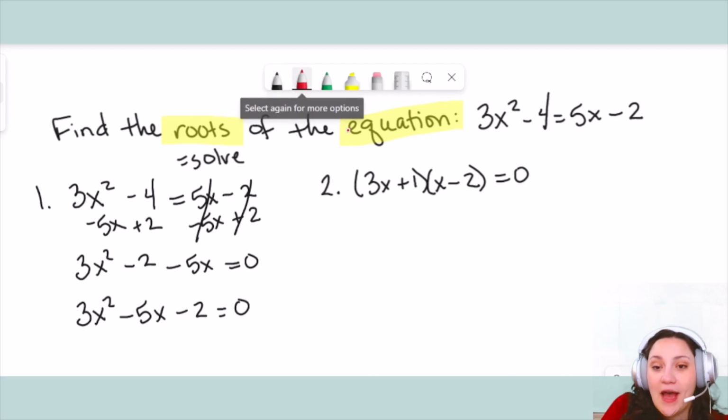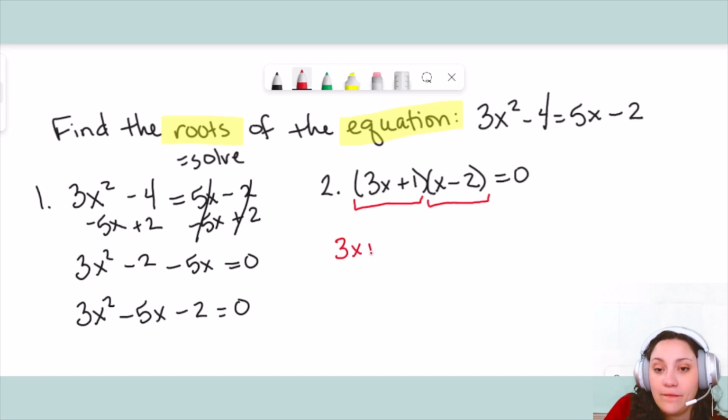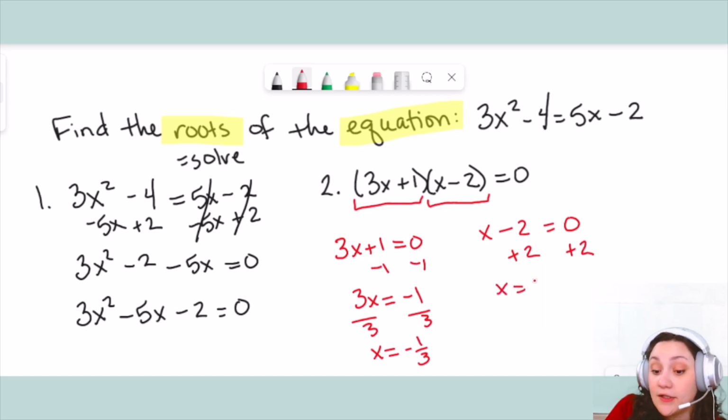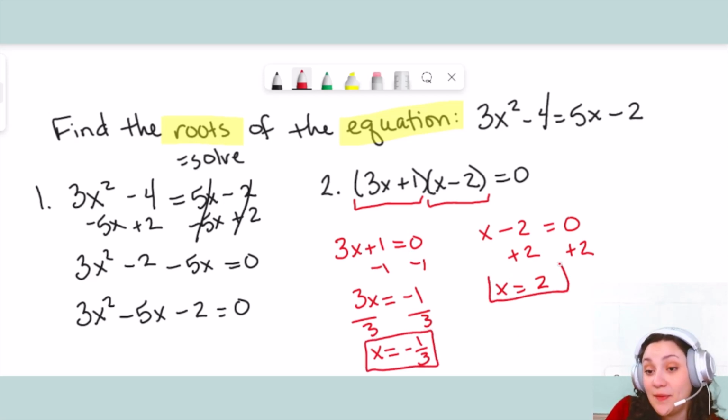So now I need to think about what would it take to make each of these parts equal to 0. Sometimes it's helpful to write it out this way and just go through the solving steps. So subtract 1 from both sides, and then divide both sides by 3, so x could be equal to -1/3. Or if we look at the other term, x - 2, add 2 to both sides, x could be equal to 2. So I have two solutions here as well. x could be equal to -1/3 and x could be equal to 2.